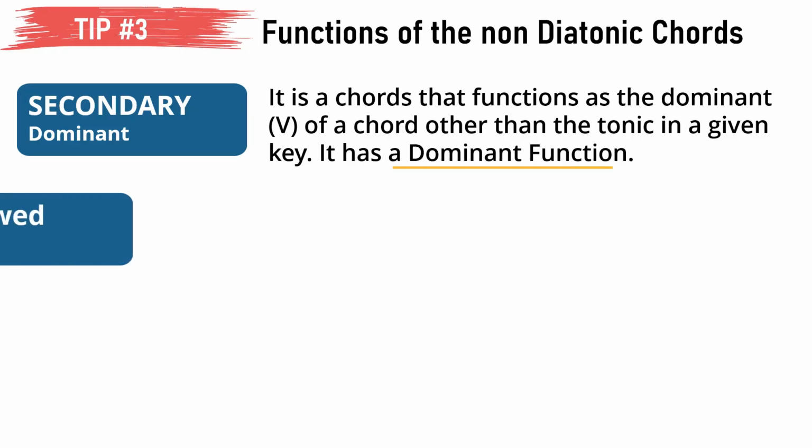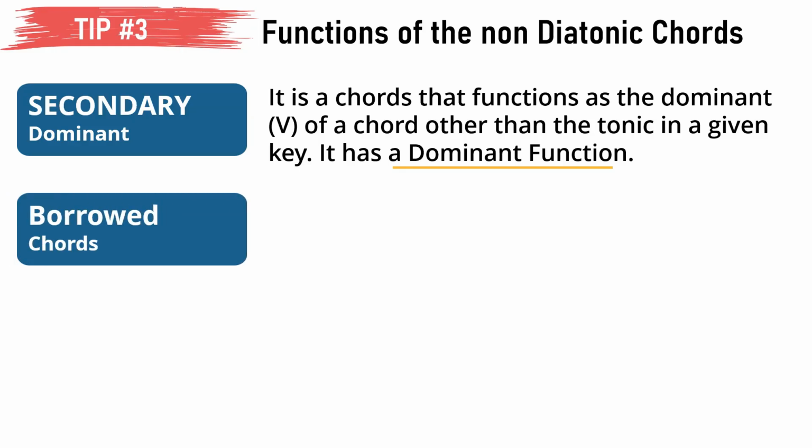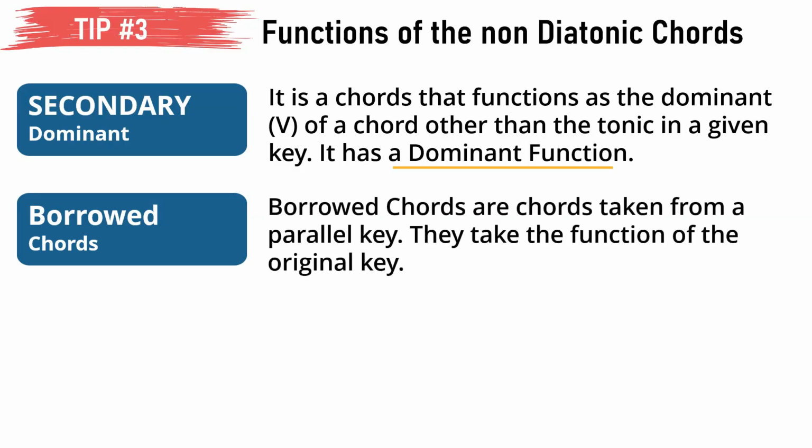Borrowed chords. These are chords taken from a parallel key. In general, they inherit the function of the chord in the parallel key. For instance, if we are in C major key and we want to borrow F minor from the parallel C minor key, F minor is the 4th in the C minor key, so F minor has a predominant function.